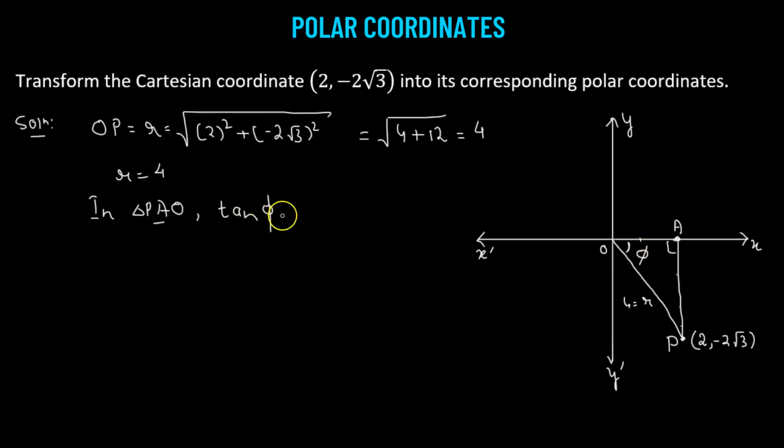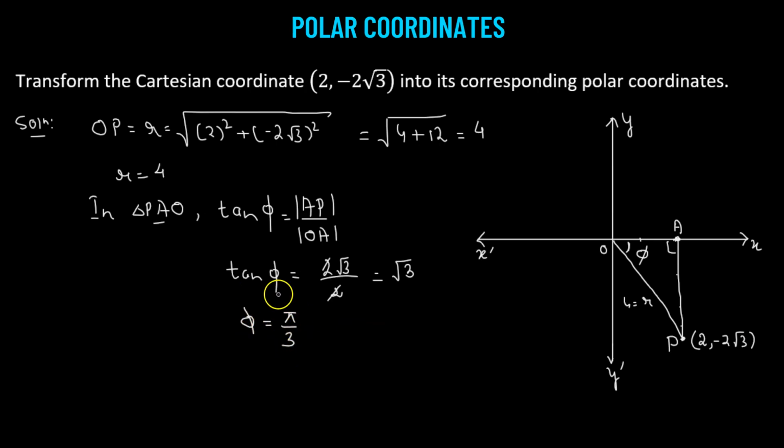So tangent of angle phi is defined as the y coordinate, that's AP, divided by the x coordinate, which is OA. And we'll consider only the magnitude value. So tangent of phi is equal to the magnitude of AP, which is 2 times square root of 3, divided by OA. OA is 2 units, so 2 and 2 get cancelled. Tangent of phi comes out to be square root of 3. Now we know that whenever phi is equal to pi over 3 radians, then tangent of phi equals square root of 3. So we have obtained the value of phi.